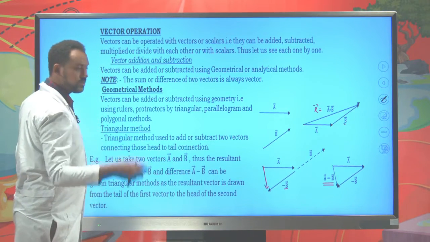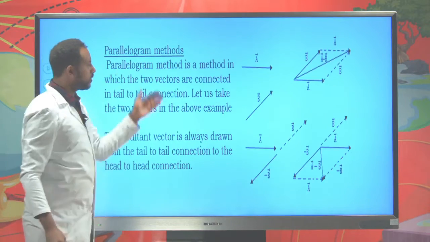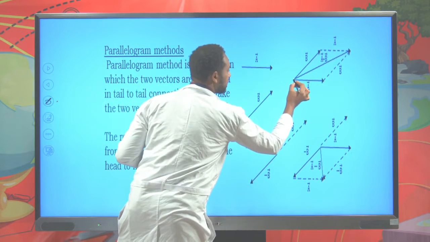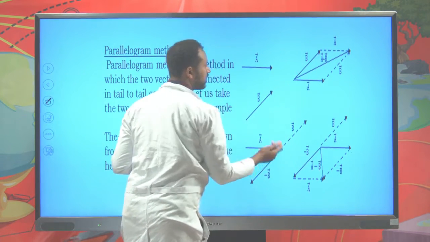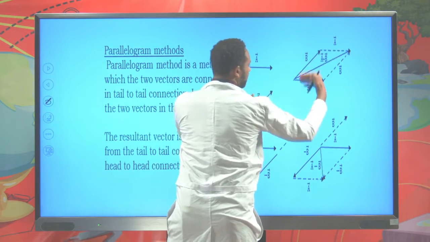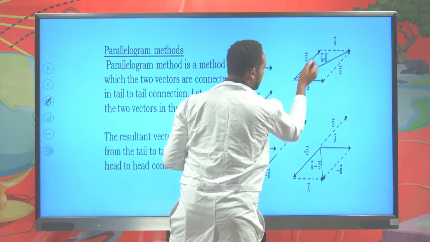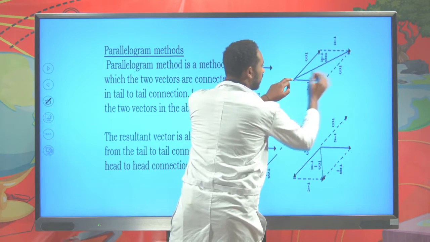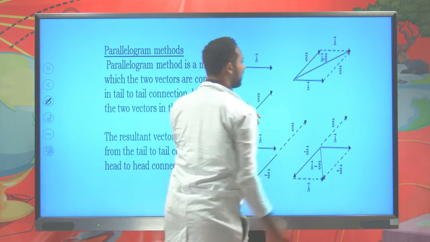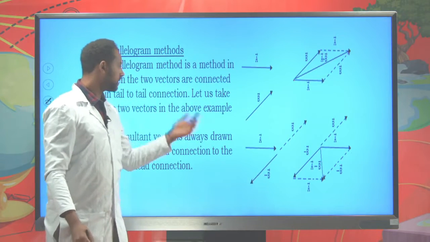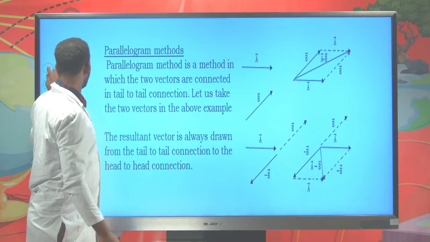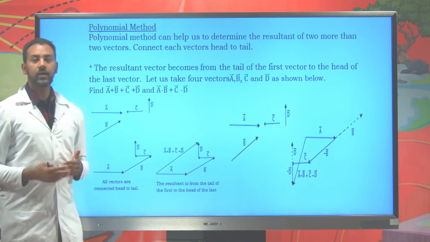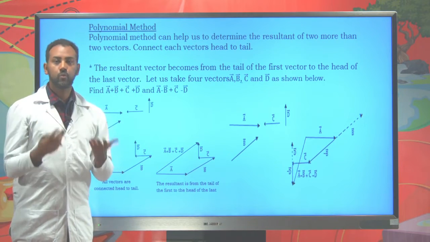The other technique is the parallelogram method. In the parallelogram method, you connect the 2 vectors tail to tail. Here, you have the tail of the first connected to the tail of the second. Then it's possible to make a parallelogram. Parallel to this you can drop this, and parallel to this you can drop this, and this figure is a parallelogram. And the resultant is from the tail-to-tail connection to the head-to-head connection. The same result appears as with the triangular method. So this technique is known as the parallelogram method. And the other is the polygonal method. The polygonal method is very helpful to add or subtract more than 2 vectors.